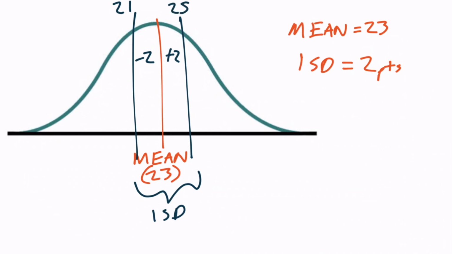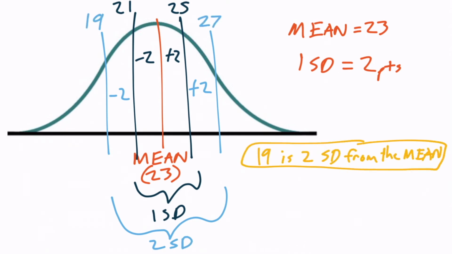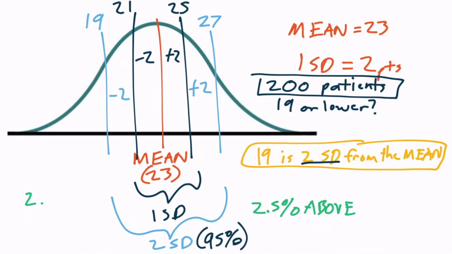Now we still haven't reached 19, so we can't answer the question. Let's try 2 standard deviations. This would be an additional 2 points on either side. Therefore, 2 standard deviations give us a new range of 19 points to 27 points. And the question asks us that of the 200 patients studied, how many of them had scores of 19 or lower on the mini mental status exam? Since we know that 19 is 2 standard deviations from the mean, and we know that 2 standard deviations will catch 95% of the data, this means that 5% will fall outside this range, 2.5% above and 2.5% below.